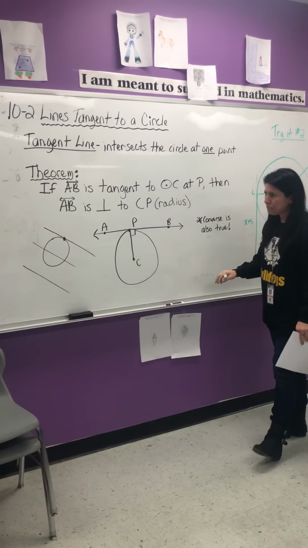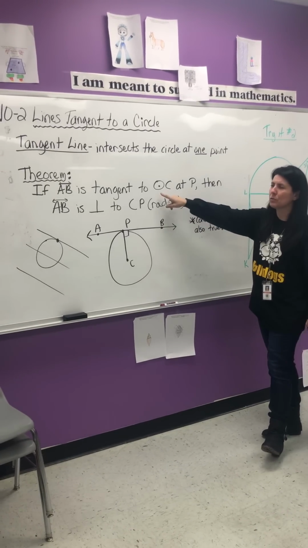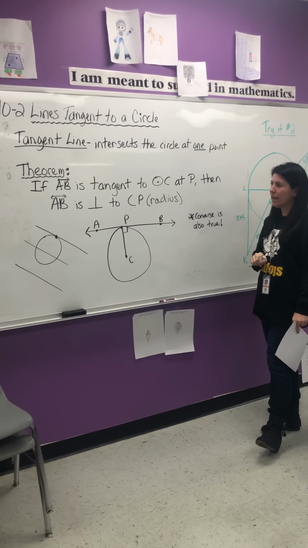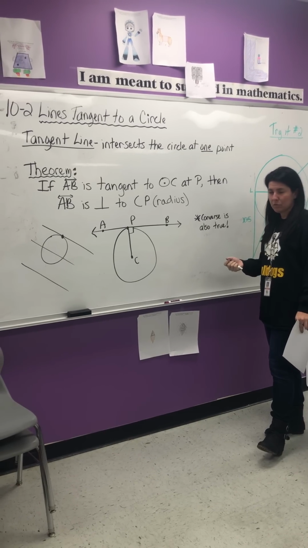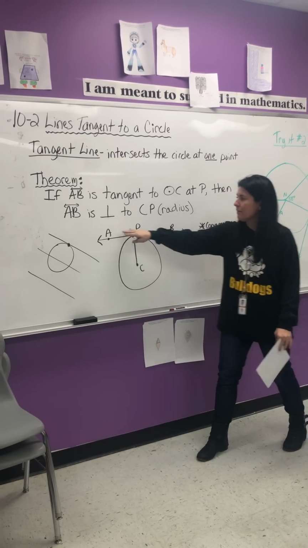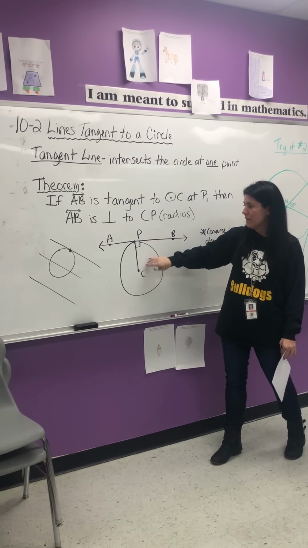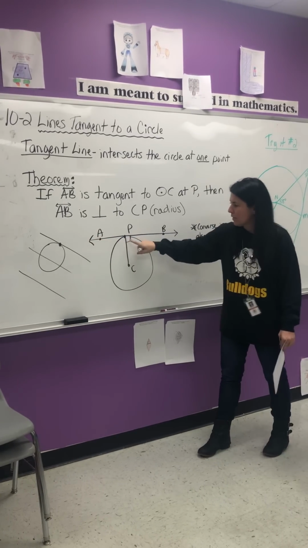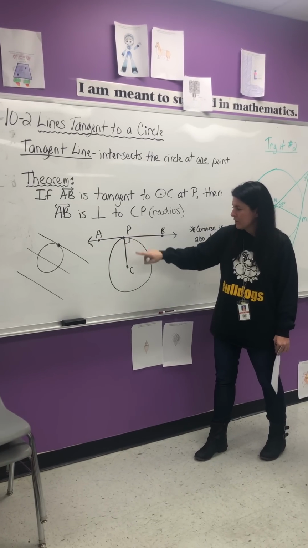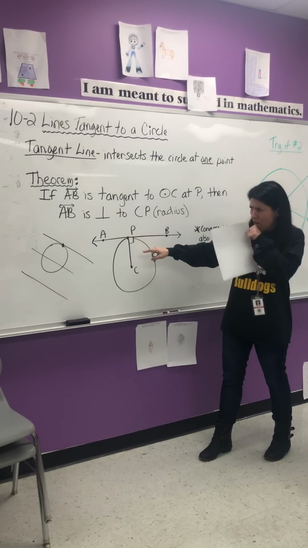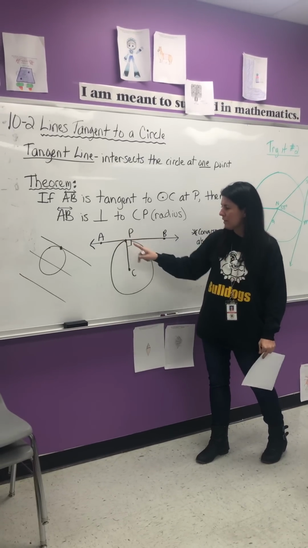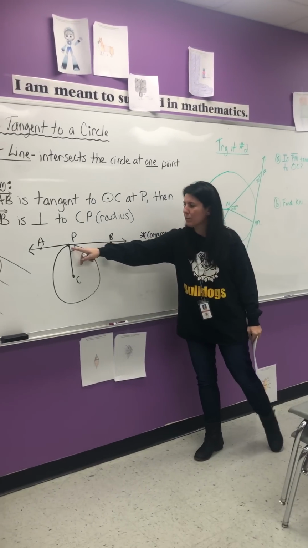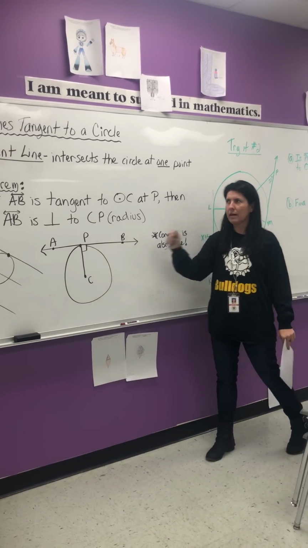A new theorem: if AB is tangent to circle C, remember this is the symbol for circle, at point P, then AB is perpendicular to the radius. So they're saying that if this is tangent to this circle, then it's perpendicular to this radius. So if we know that this is tangent, we know that this is 90 degrees here. So again, this is the radius. So tangent lines are perpendicular to the radius. The converse is also true. So if we know that it is perpendicular, then we know that this is a tangent line.